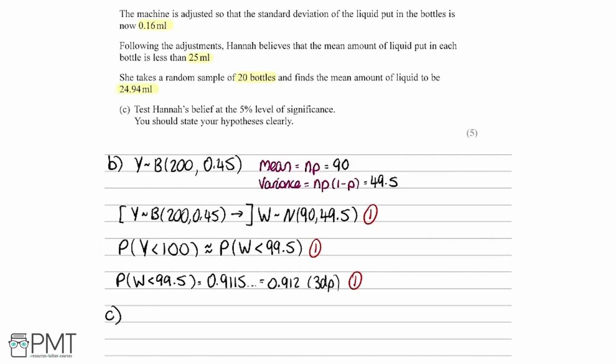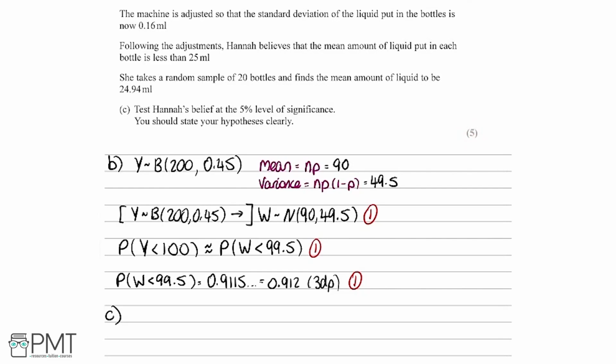So lastly, take a look at part C. The machine is now adjusted so that the standard deviation of the liquid put into the bottles is now 0.16 millilitres. Following the adjustments, Hannah believes that the mean amount of liquid put in each bottle is less than 25 millilitres. She takes a random sample of 20 bottles and finds the mean amount of liquid to be 24.94 millilitres. And part C says we need to test Hannah's belief at the 5% significance level and stating our hypothesis clearly. And this is for 5 marks.